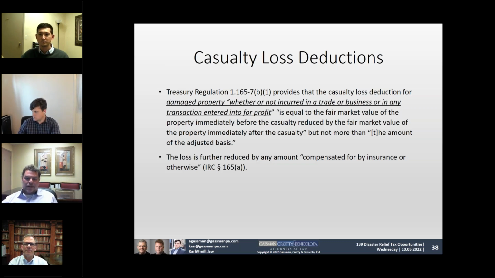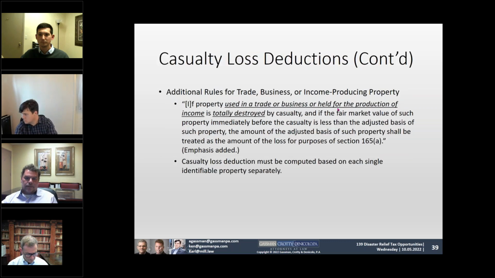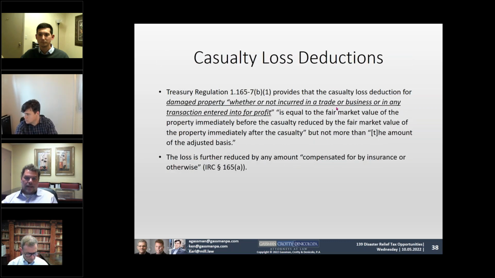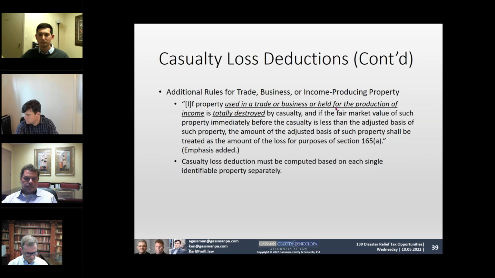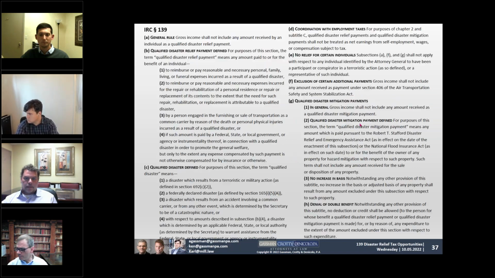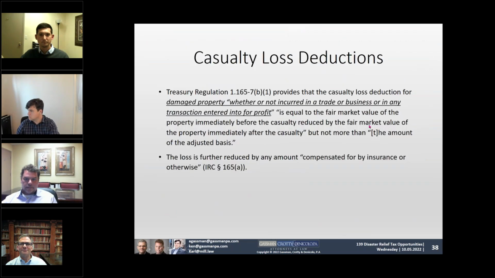And similar to what we had talked about before, if you have a $100,000 loss and you receive $40,000 worth of insurance to compensate you for that, you're only able to claim a $60,000 loss. So whatever loss you are able to claim is going to be reduced by any insurance that you receive after the loss occurs. All right, so then if I can scroll down, hold on one second.